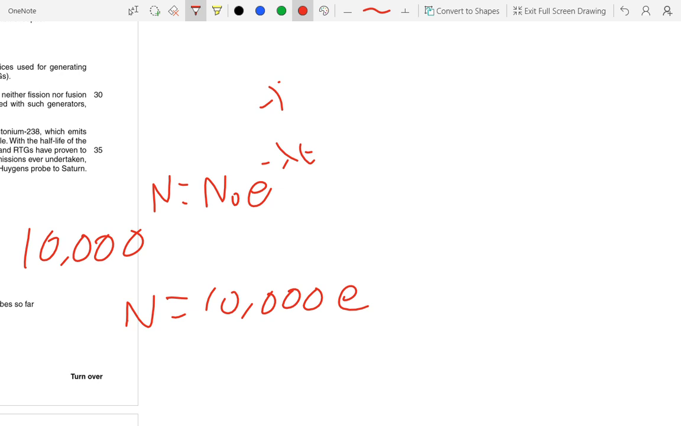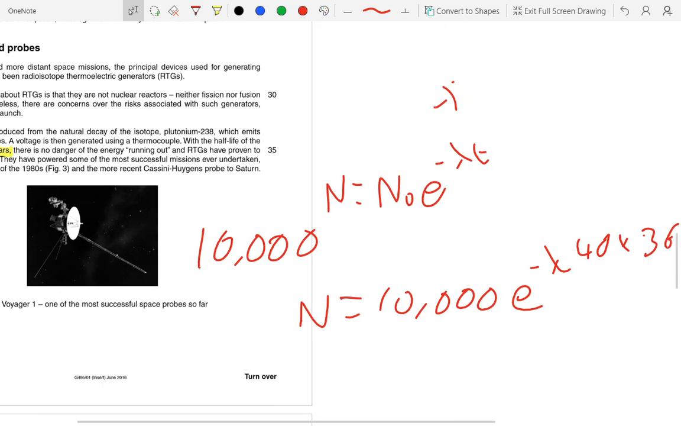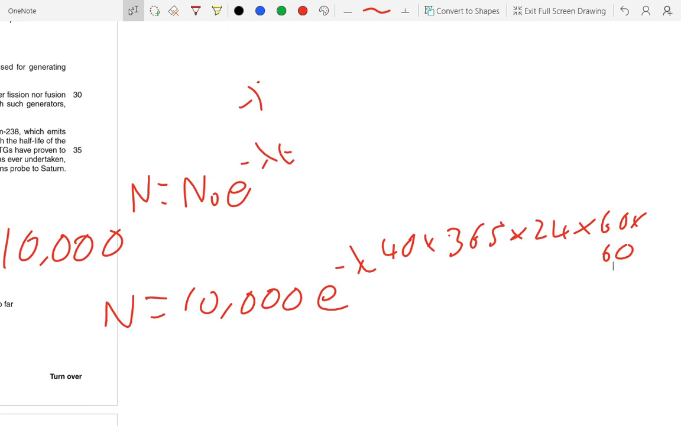You just sub in 10,000 there, whatever your lambda is, and then your time, making sure that time is converted into seconds again. So 40 times 365 times 24 times 60 times 60. Okay? So yeah, then you can work out how many are left over.